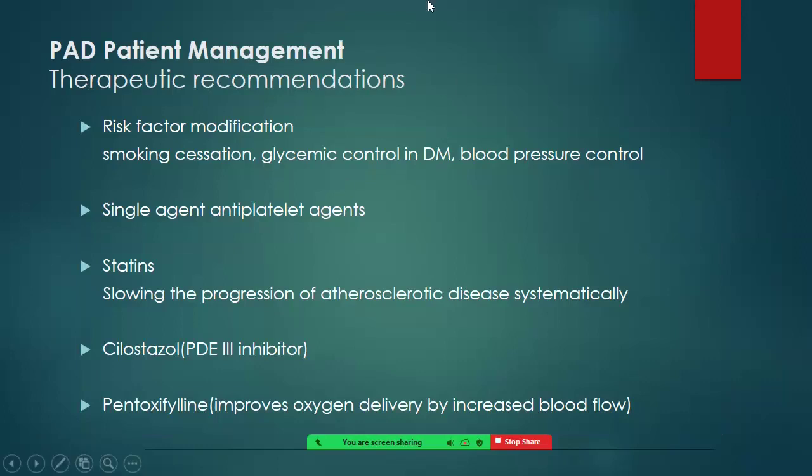So first is the risk management. I talked earlier, first is the risk factor modification: smoking cessation, glycemic control for diabetes, blood pressure monitoring. This is very mandatory. Don't take the patient straight to the lab and start. Before that, control these parameters. Put the patient on antiplatelet drugs and statin drugs. Cholesterol-lowering has shown good results. This is the only drug that has shown results with claudication only.